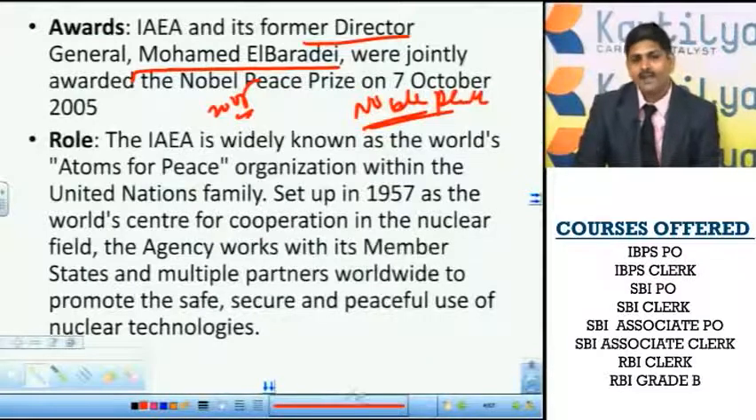So in what way does it help the world? It helps in maintaining nuclear reactors, and it doesn't allow any nation to develop nuclear weapons. It constantly checks, gives advice, and educates the nations.